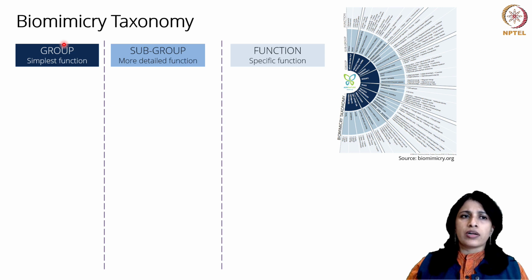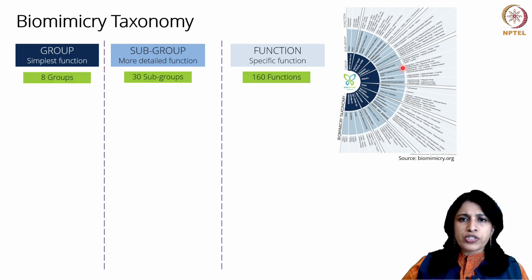So this is the taxonomy. As I said, a taxonomy is a classification. So the classification of functions is from a group where the simplest function is mentioned, which is what you see here, mentioned in the innermost circle. Then you have a subgroup where it is a slightly more detailed function, which is what you see here, mentioned in the next set of functions. And then you have a specific function radiating out from the subgroup. Now you have 8 groups, 8 simple functions, 30 subgroups, 30 slightly more detailed functions, and 160 specific functions in the biomimicry taxonomy.